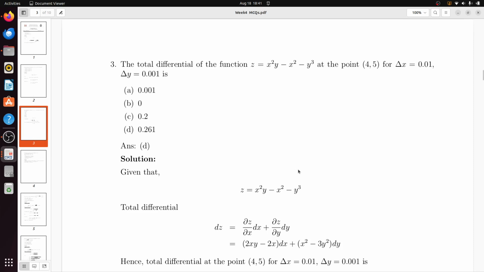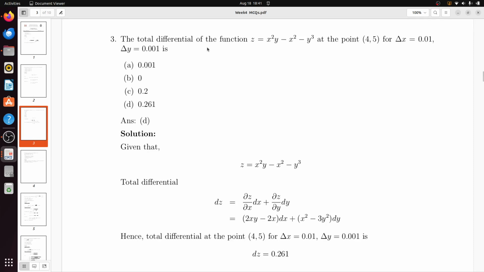Next we are to determine the total differential of the function z equal to x square y minus x square minus y cube at the point 4, 5 for delta x equal to 0.01. The total differential of the function z equal to x square y minus x square minus y cube at the point 4, 5 for delta x equal to 0.01. So what is delta y? Delta y equal to 0.001.